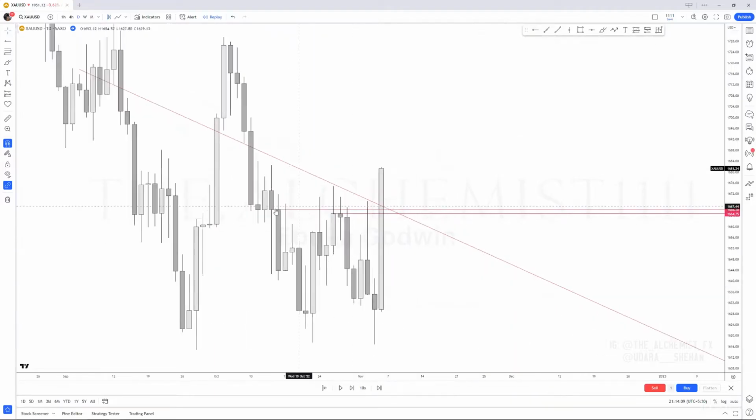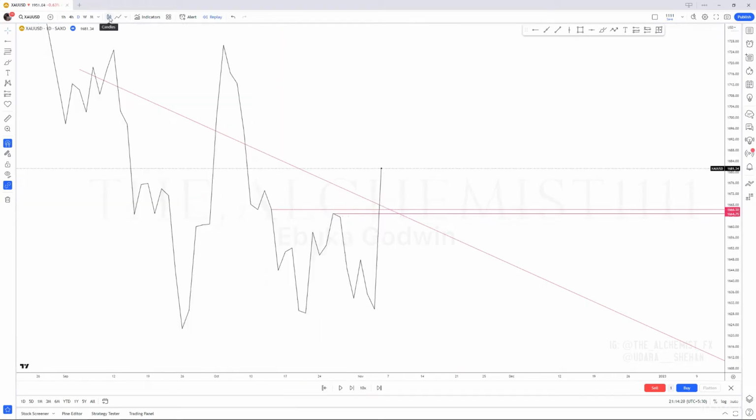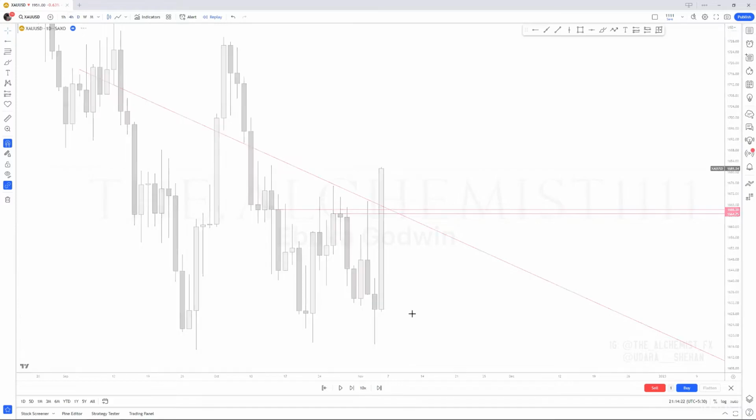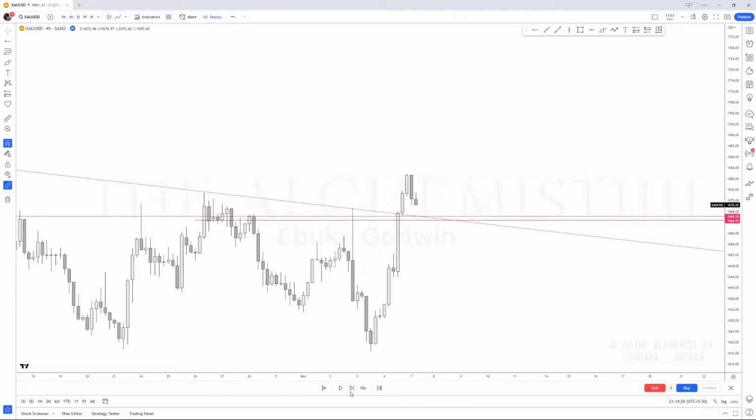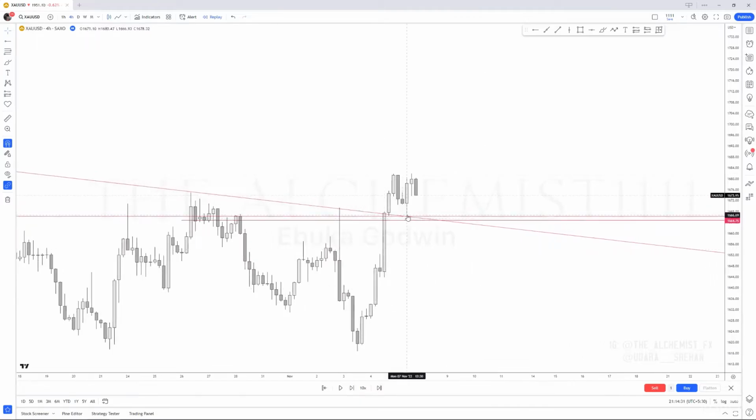Can you see how many times it was used as a resistance? Once here, twice, 3 times, 4 times, 5 times, 6 times. A good zone, right? You can even refine it to this RBS. And then we have these weekly trend lines as counters. So what happened? Not yet. Can you see how they missed it? Missed it completely.